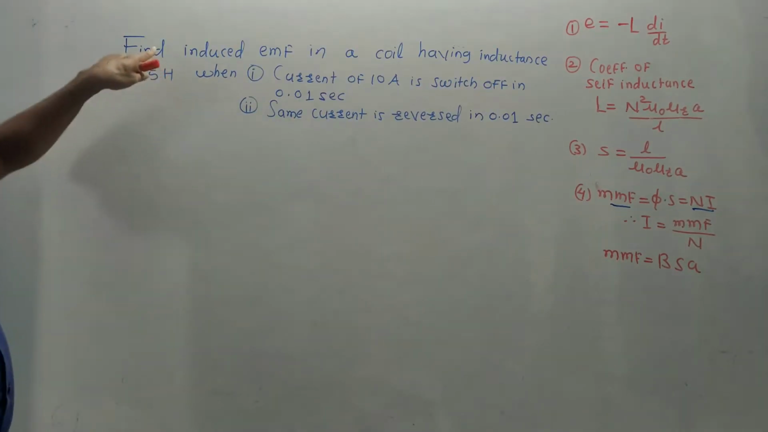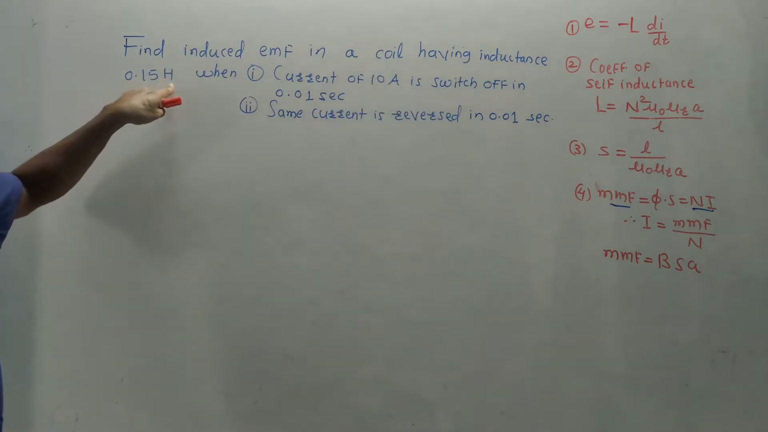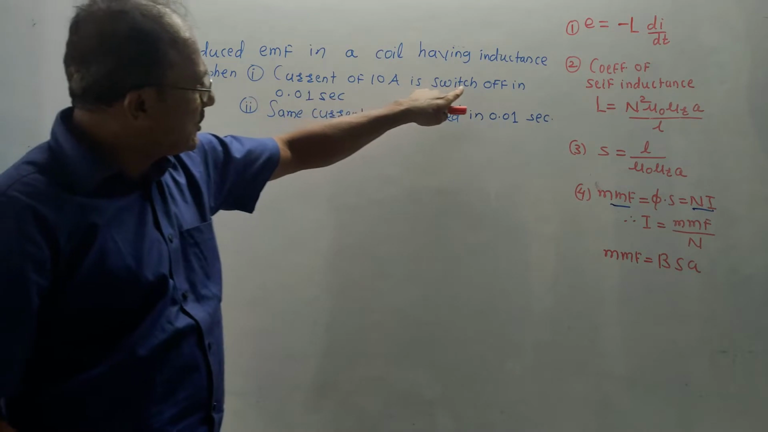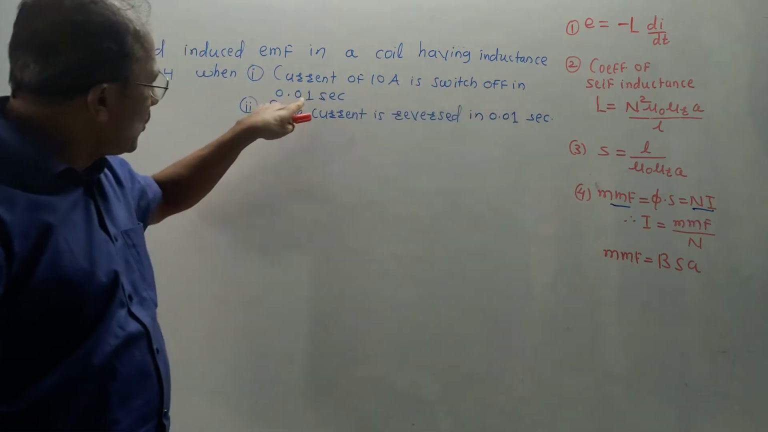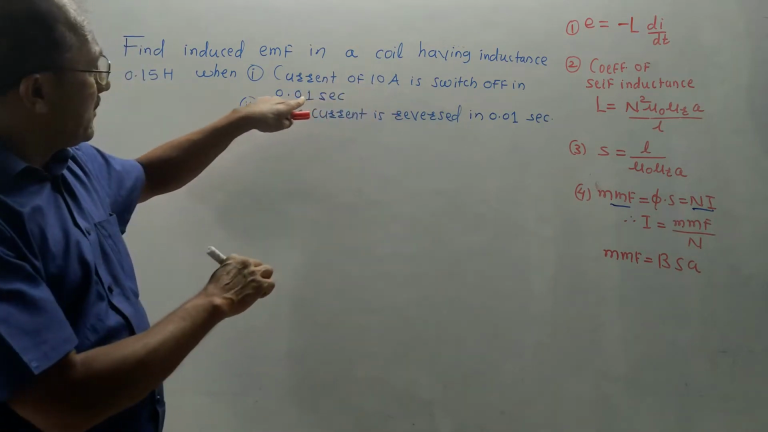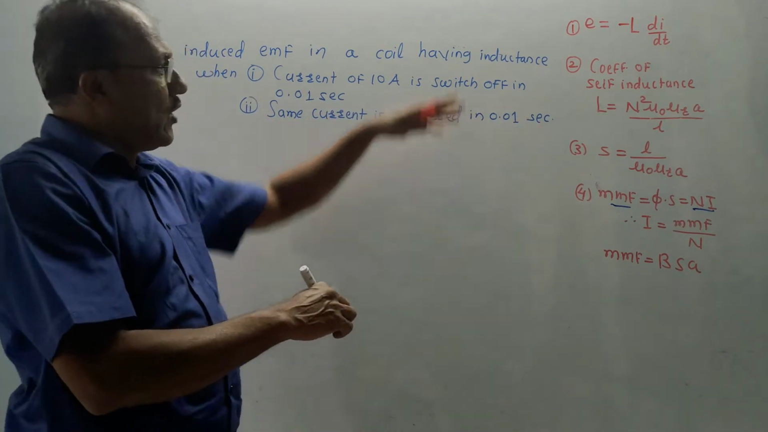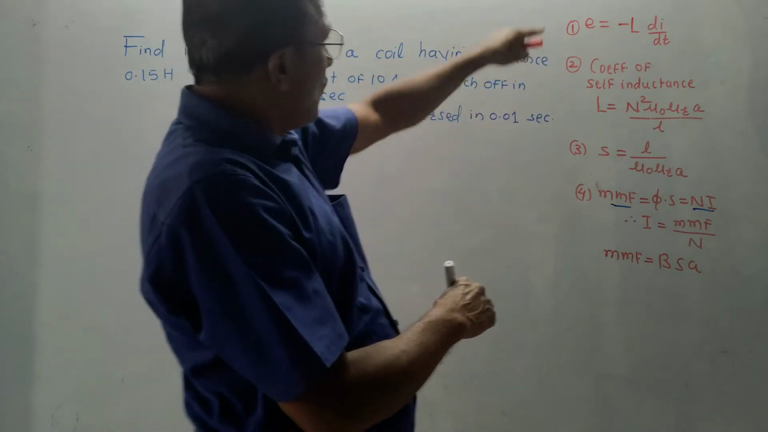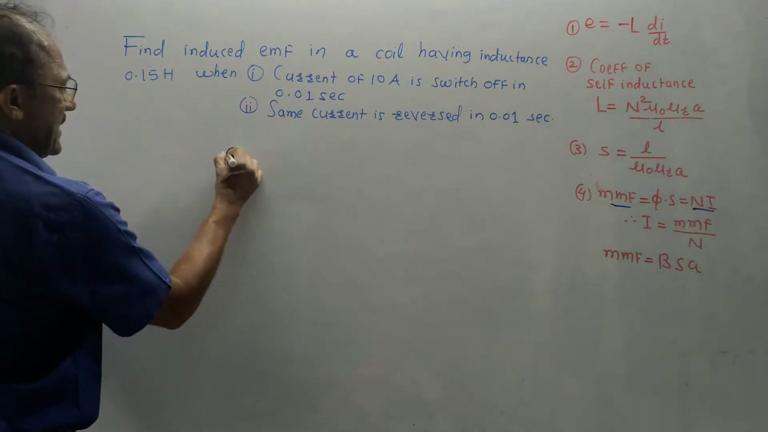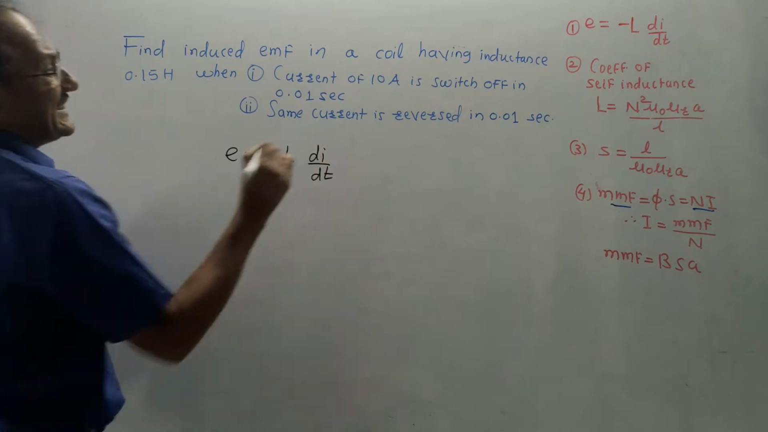First numerical, the question is: find induced EMF in a coil having inductance 0.15 H. H is Henry, the unit of inductance. When, first part, a current of 10 amperes is switched off in 0.01 seconds. That means initially a current of 10 ampere was flowing, it is switched off in 0.01 second, and second part, the same current is reversed in 0.01 second. Now we have the list of formulae. So first equation is the equation for self-inductance, which is given by E is equal to minus L di by dt.